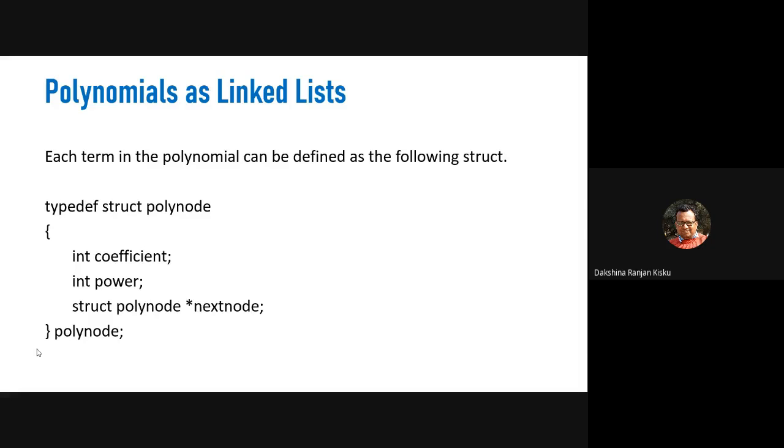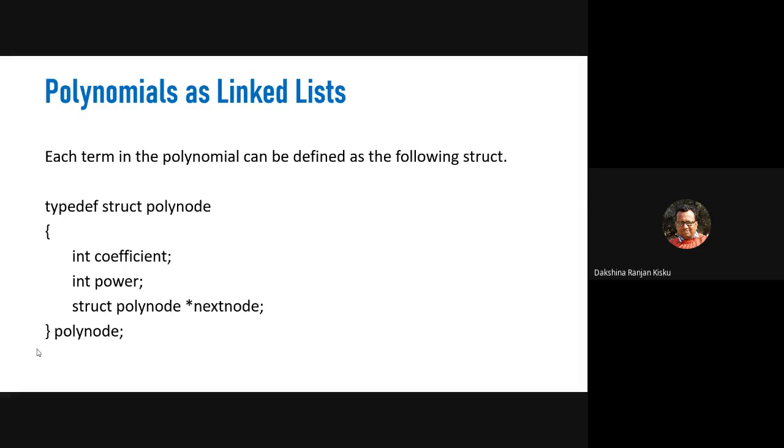So typedef struct polynode, and in this structure we have three different members. The first two members are coefficient and power, which will be of type integer, and another member that represents the link part of the pointer. This link part will be of type struct polynode. And we have a structure variable which has the same name as the structure name, polynode.